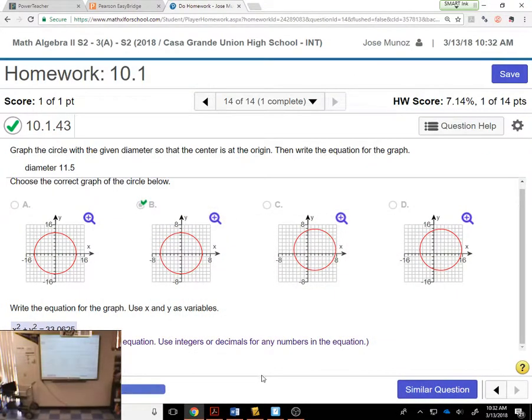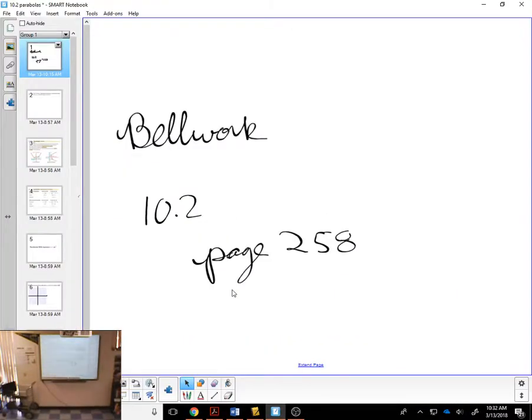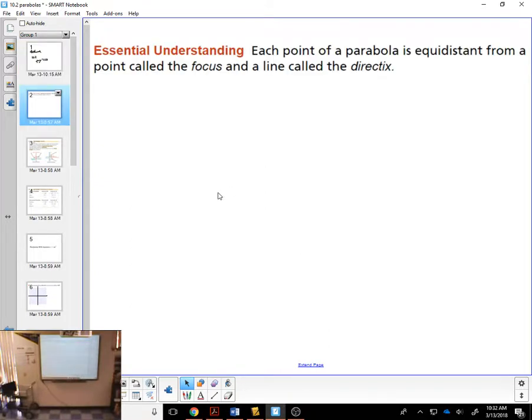Alrighty, so on the board we have focus and we have the directrix. Those are going to be two words that I'm going to use a lot for this section because here's what we're doing. The objective today is for you to know that each point on a parabola is equidistant from something called the focus and the line called the directrix.